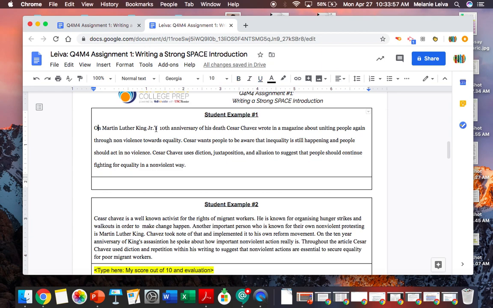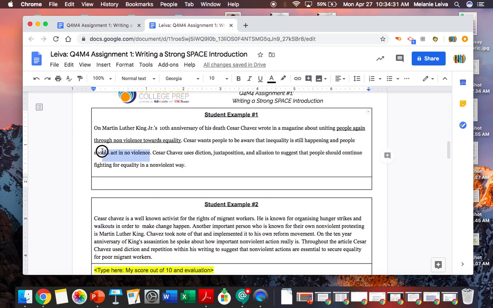On Martin Luther King Jr.'s 10th anniversary of his death, Cesar Chavez wrote in a magazine about uniting people again through nonviolence towards equality. A little bit confusing here. I do like the idea of uniting people again, because I think that shows that they understood the purpose of the text. The purpose of the text is to unite people to the cause of nonviolence, but it's just written a little bit unclearly.